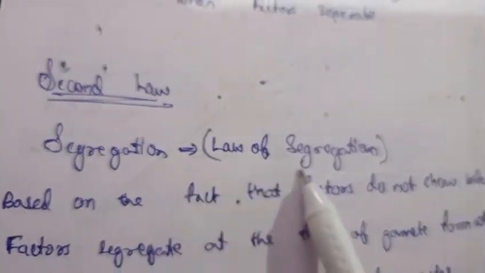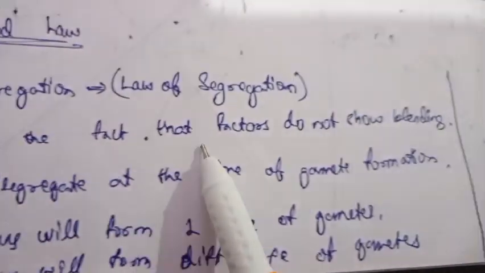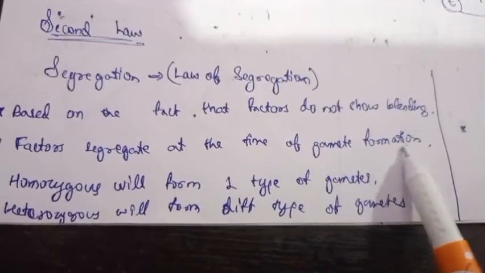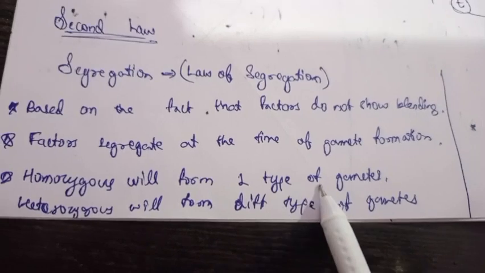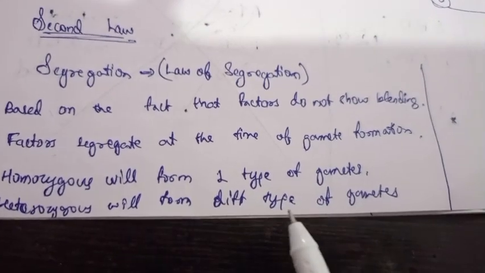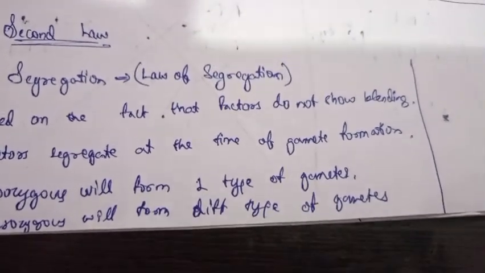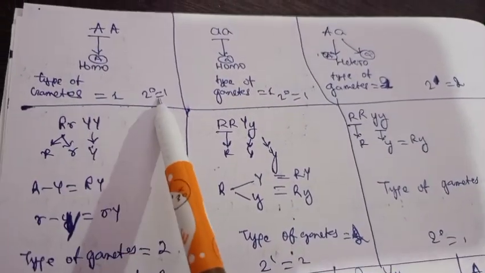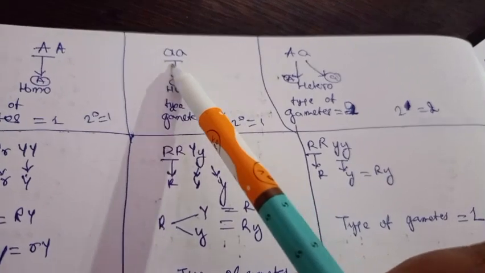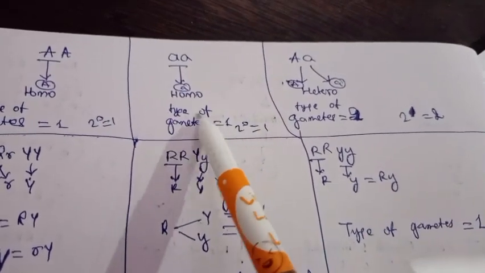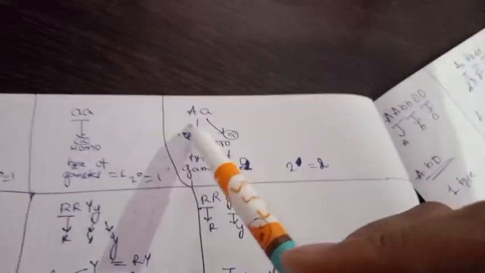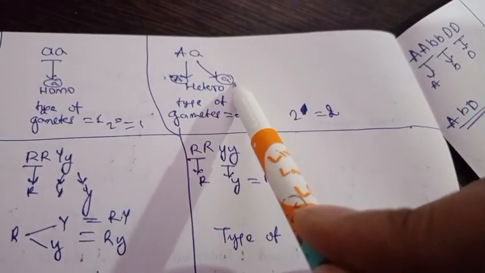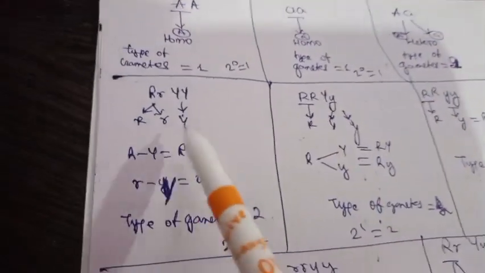Second law: law of segregation. Based on the fact that factors do not show blending, factors segregate at the time of gamete formation. Homozygous will form one type of gametes. Heterozygous will form different types of gametes. Homozygous axial: types of gametes is 2 power 0 equals 1. Homozygous terminal: 2 power 0 equals 1. Heterozygous axial, hetero means 2, capital A small a: 2 power 1 equals 2.